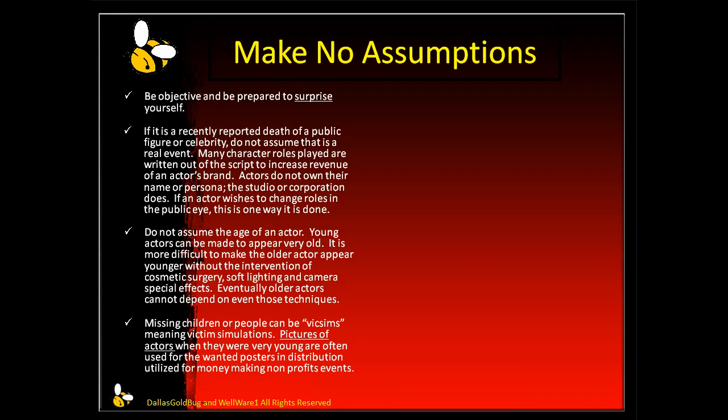Missing children or people can be vicsims, meaning victim simulations. Pictures of actors when they were very young are often used for the wanted posters in distribution, utilized for money-making non-profit events. Actors can lose and gain weight easily for specific roles. The use of fat suits is a common practice for quick changes.